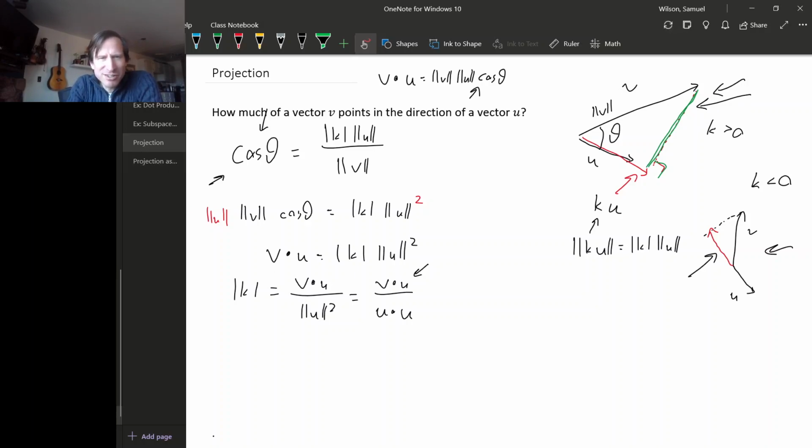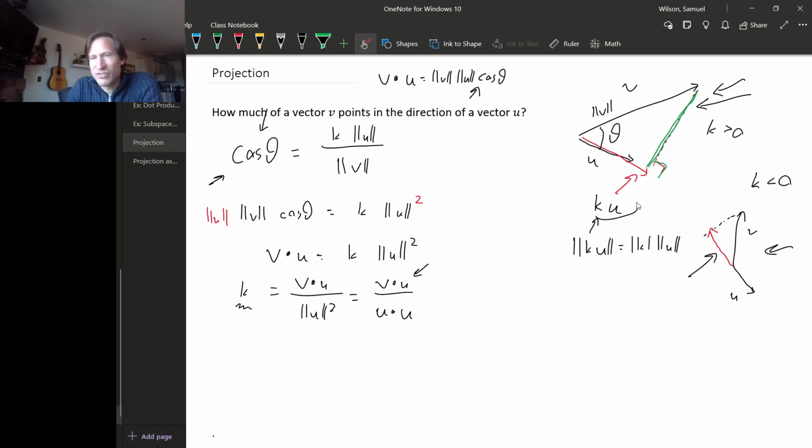So actually it looks like the absolute value, right? I didn't need this absolute value from the very beginning. The sine of k was actually encoded in this cosine the whole time, so we don't need this absolute value anywhere. So this tells us what our scalar multiple is. It's just v dot u over u dot u.